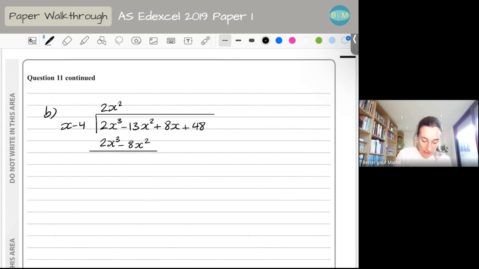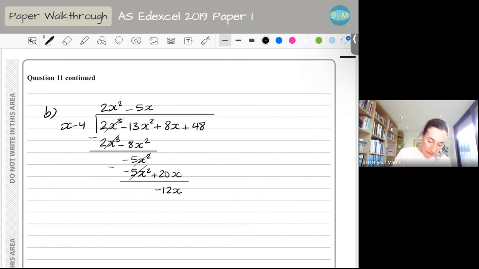I subtract. These are gone. And then I have minus 13 plus 8, which is minus 5x squared. Minus 5x squared divided by x is minus 5x. I multiply, minus 5. I don't know why I read 4. Minus 5x squared plus 20x. I subtract. These two are gone. And then 8 minus 20 is minus 12x.